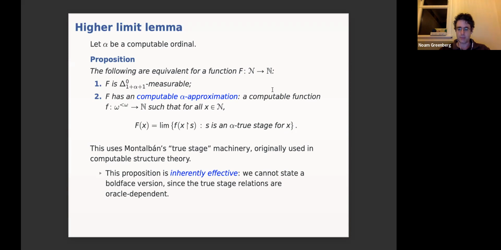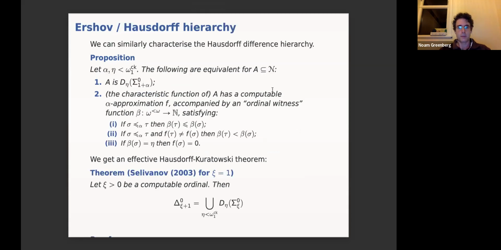This proposition, unlike the previous one with the boldface Δ^0_2 measurable, is inherently effective. I cannot state this in boldface because the α-true stages are an essentially effective notion that changes as I change the oracle. So if I want to state it in boldface, all I can do is say for every oracle Z, the following effective relative to Z thing happens. Okay, and that was the characterization of Δ^0_{α+1}.